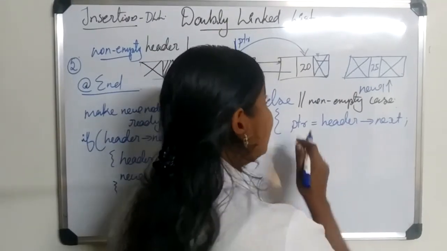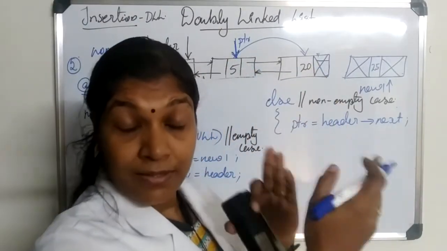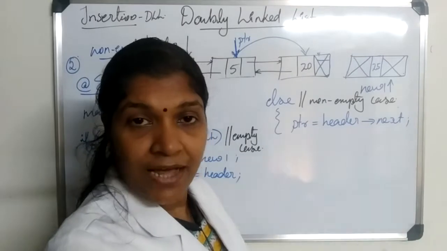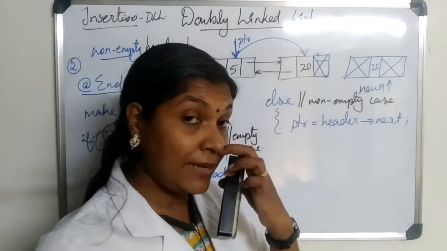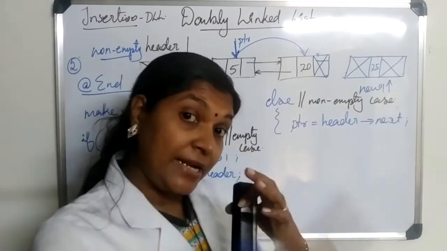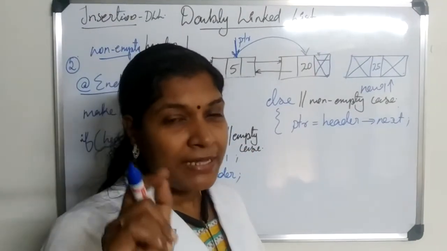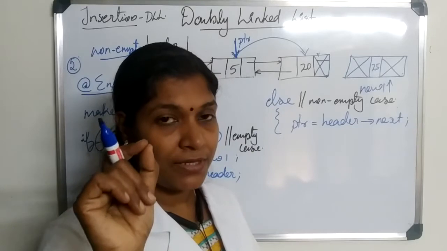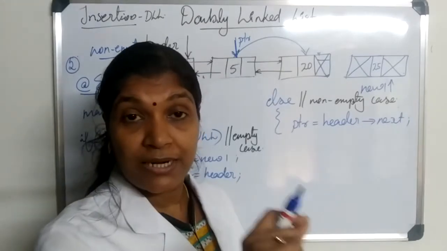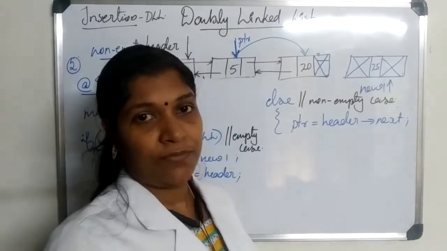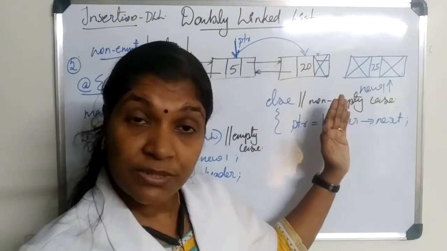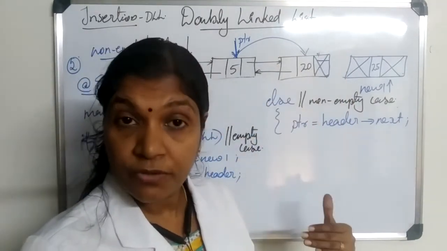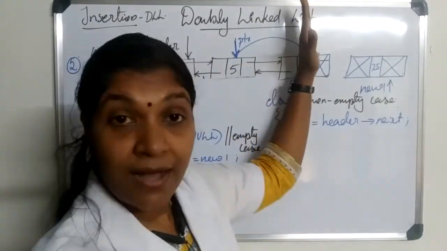So how can we make ptr point to the last node? On reaching the last node, we want to exit. So what is the condition we need to apply? ptr dot next not equal to null. So you should be clear with the concept of using ptr not equal to null and ptr dot next not equal to null. When we provide ptr dot next not equal to null, we would be coming out of the loop when ptr is pointing to the last node.